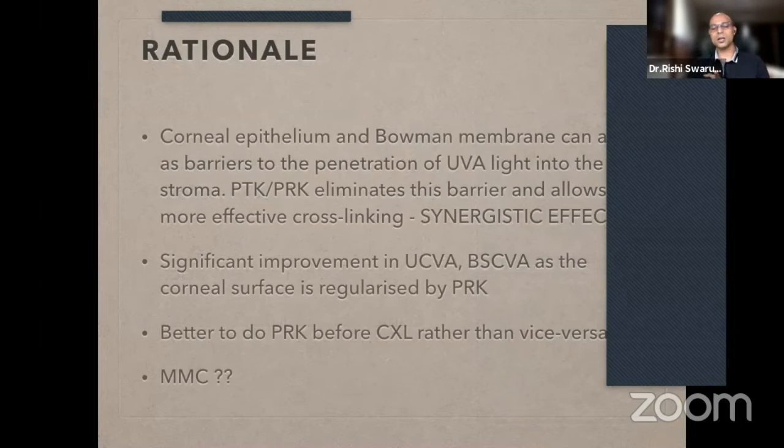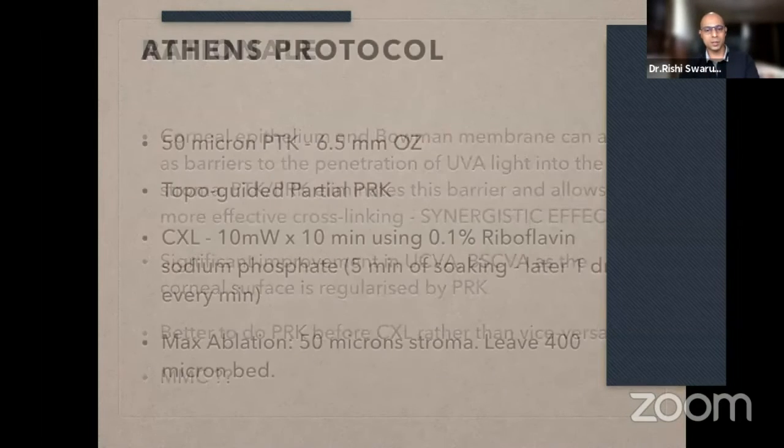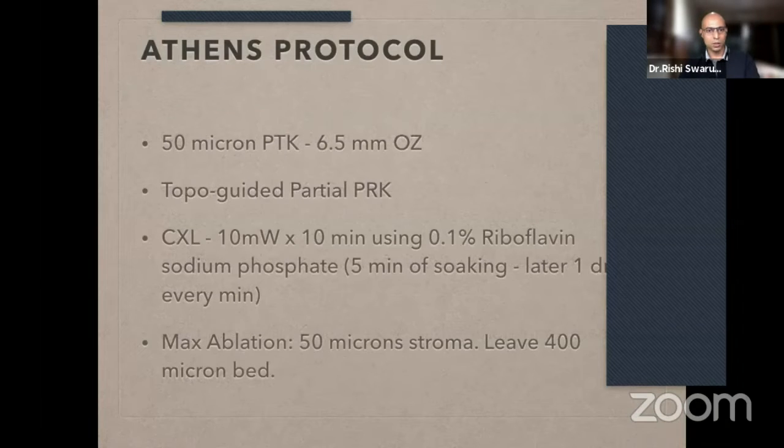There has been some controversy about the role of mitomycin C, but initially people were using it, but recent papers have shown that mitomycin C actually increases the haze. So I have now stopped using mitomycin C when I combine these procedures. So Athens protocol, basically you do a maximum of 50 microns of ablation. So you do a topography guided PRK and make sure that the bed is about 400 microns. You can go below 400, but then you have to do an adapted fluence like I showed you in the previous talk.